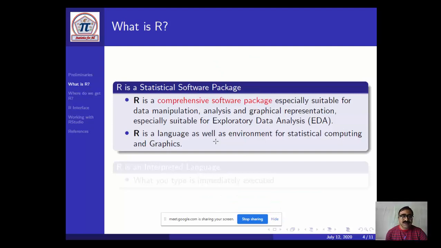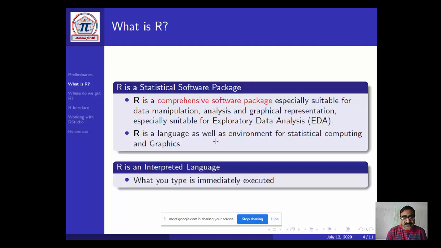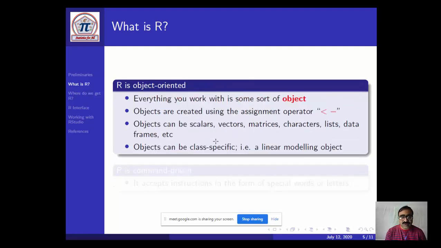R software is a comprehensive software package and it is useful for exploratory data analysis. It is a language as well as an environment for statistical computing and graphics. Basically, R works on objects. So R is an object-oriented language or statistical package. We shall see after some time what an object in R is.